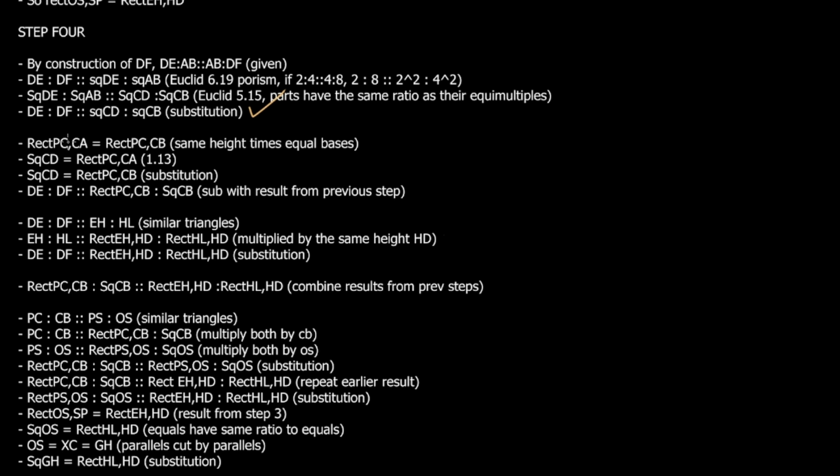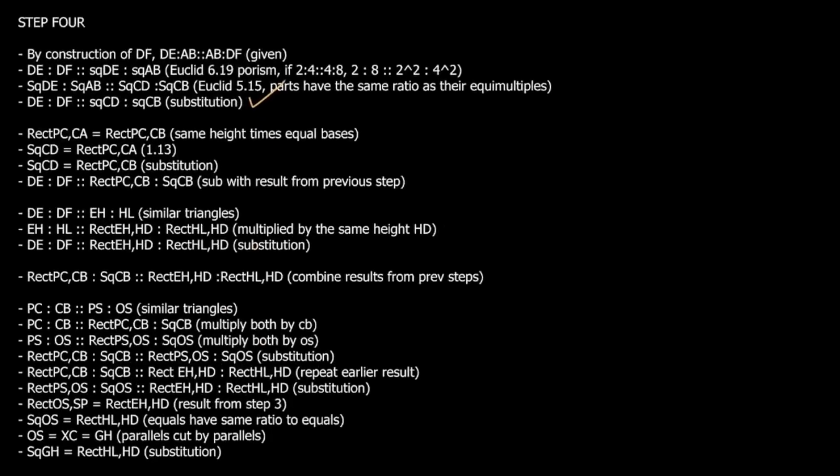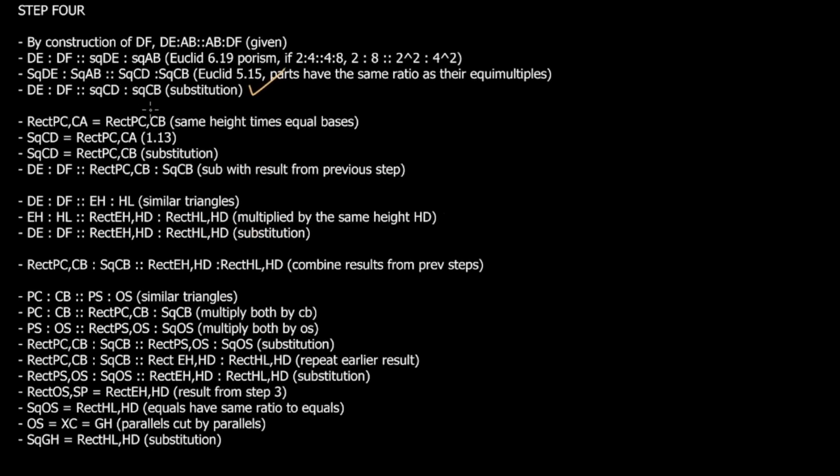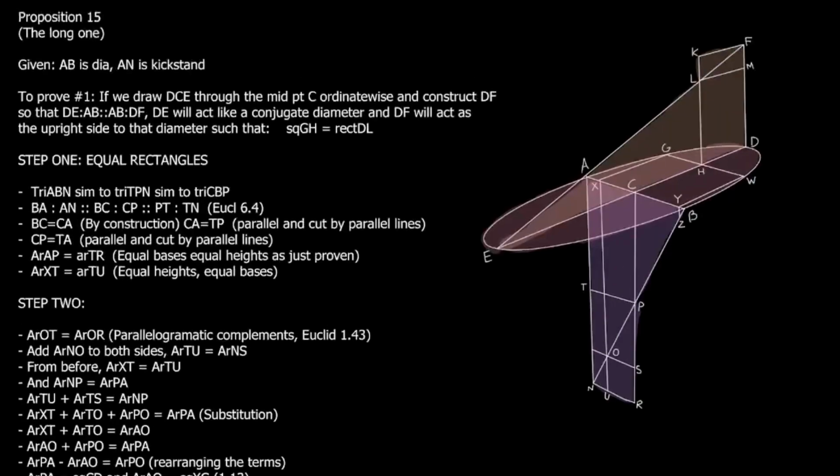So we have rectangle PCCA equals rectangle PCCB. That's because CA equals CB by construction. So equals times the same thing are also going to be equal. And then you have the square on CD equals the rectangle PCCA. The square on CD equals the rectangle PCCA. It's because CD is an ordinate, and 1.13.